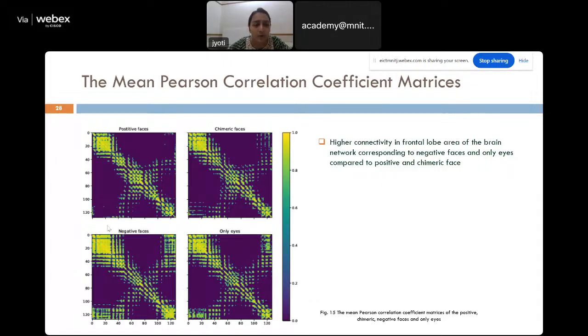So we have found out that the electrodes corresponding to this, 100 to 128, and this is 1 to around 40, were corresponding to the frontal lobe of the brain. So they were placed on the frontal area. When the person was looking at positive phases, in the frontal area the electrodes were not too much correlated with each other. Even in chimeric phases there was very small correlation, but in negative phases and only eyes there was strong correlation.